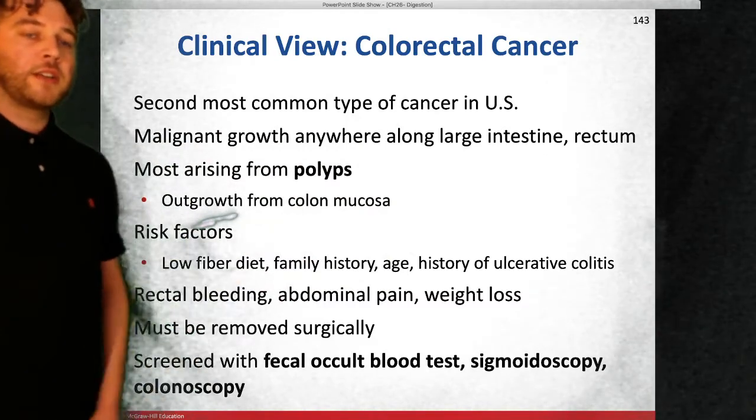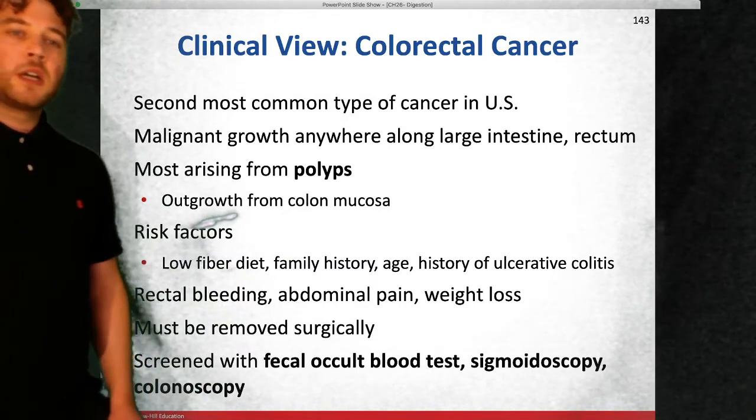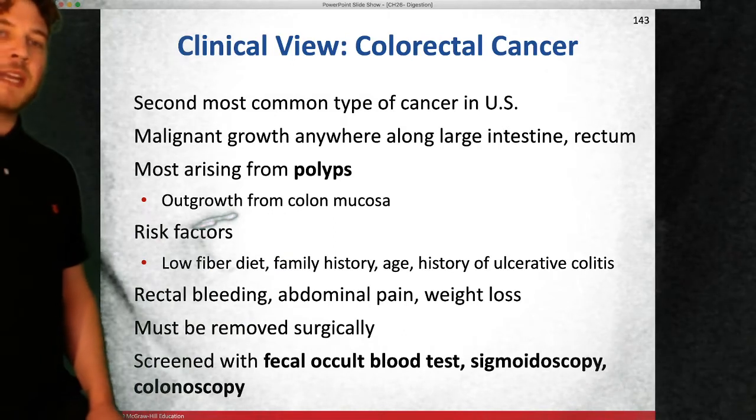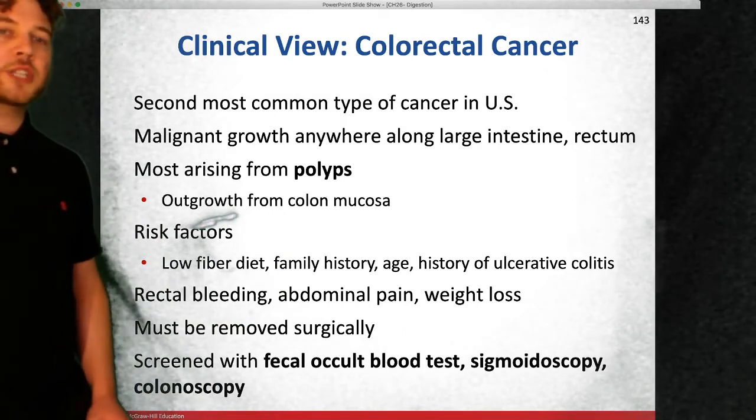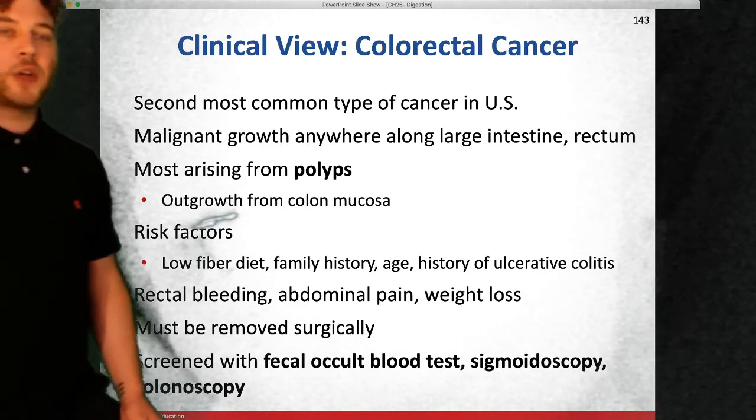History, genetics are a component, age, and history of ulcerative colitis. Symptoms could be rectal bleeding, abdominal pain, and weight loss. They must be removed surgically. They can be screened with fecal occult blood tests, sigmoidoscopy, colonoscopies.